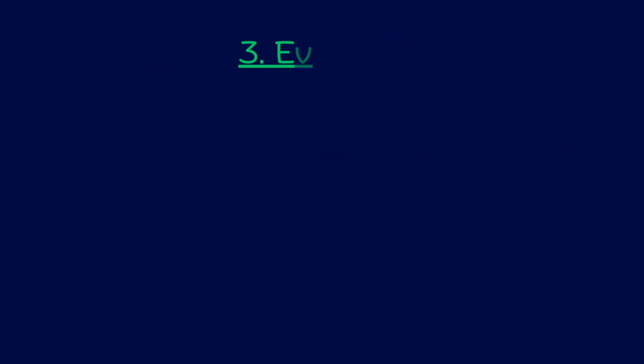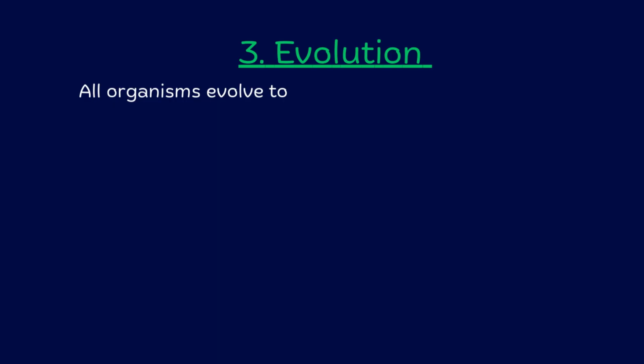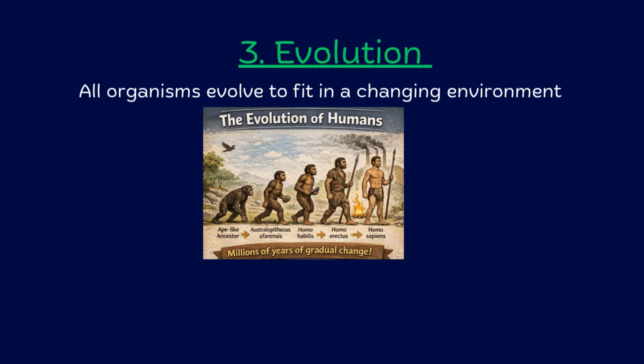Now, let's look at evolution, which is the gradual change in populations of organisms over many generations. These changes happen because individuals with helpful traits are more likely to survive and reproduce. Over time, those helpful traits become more common. A clear example is human evolution. Millions of years ago, early human ancestors looked very different from us today. Over generations, humans evolved to walk upright, develop larger brains, use tools, and communicate using complex language. These changes helped our species survive in different environments.